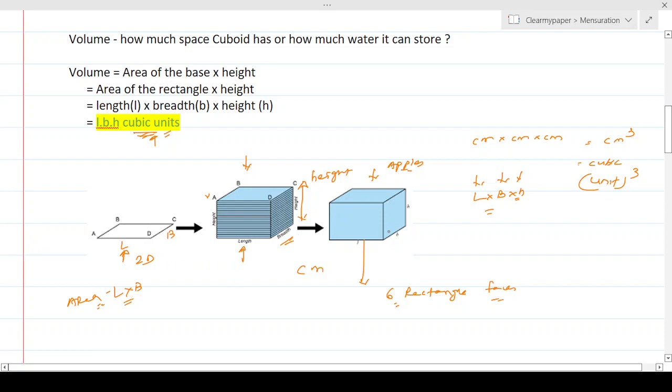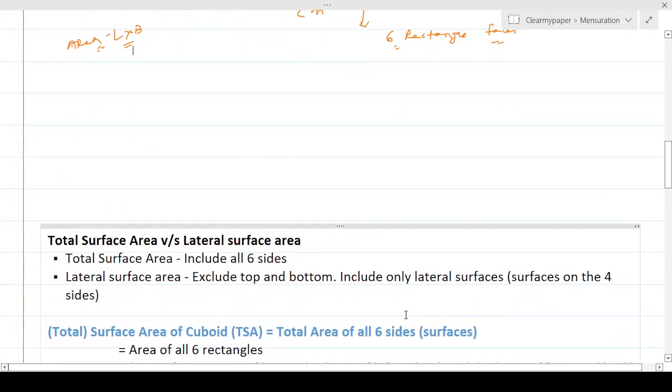Similarly, if you find the area of all the surfaces, the individual area of all the 6 surfaces, and add them up, that is called the total surface area. It's a total surface, all inclusive.